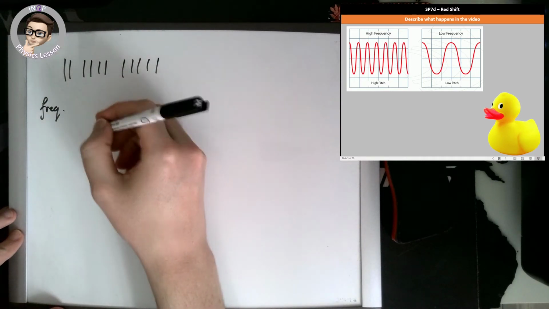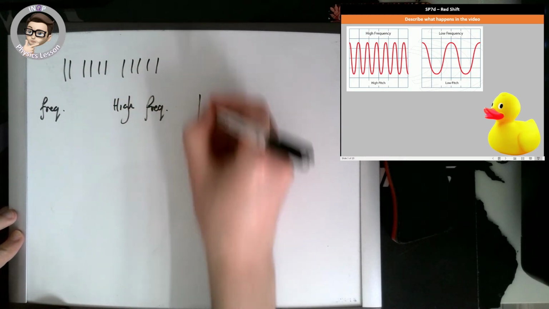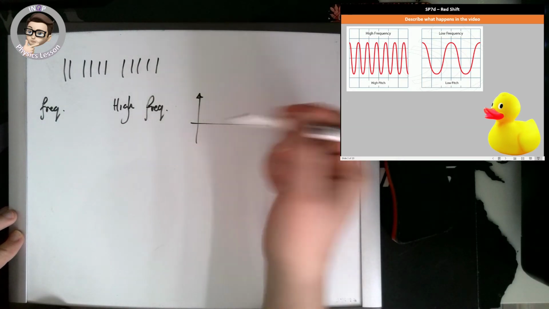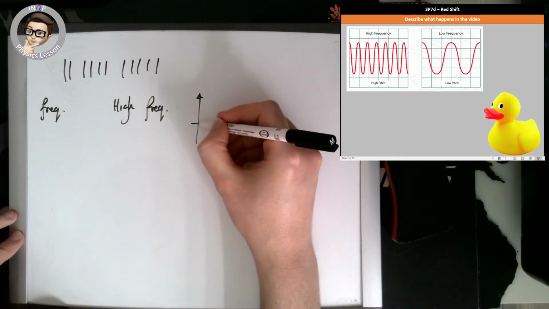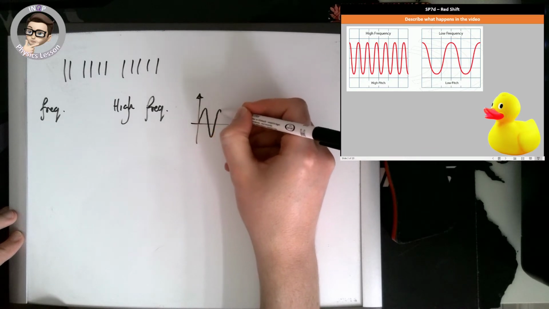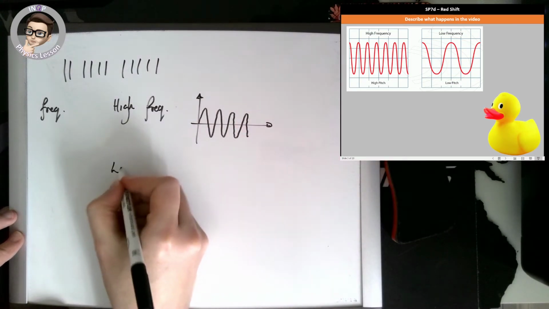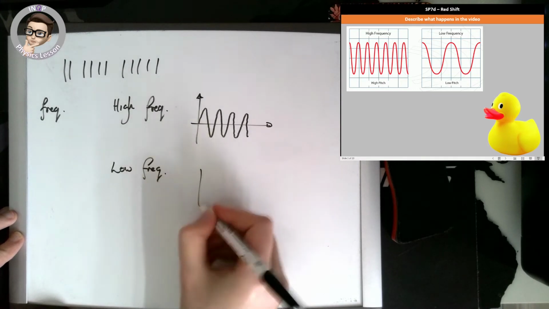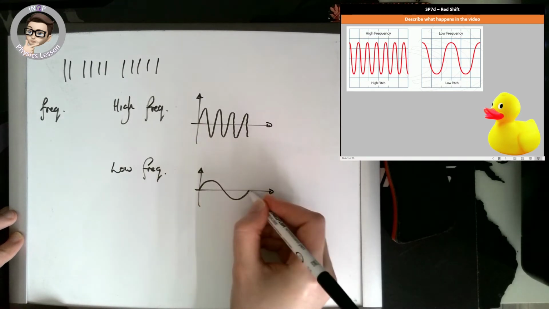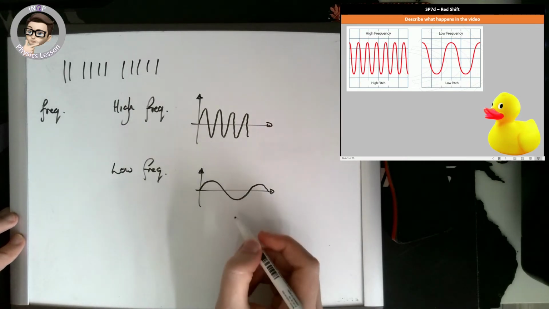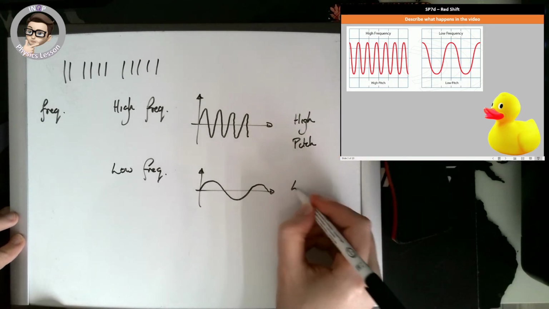So if we have a high frequency wave, and we'll draw that as a displacement time graph, as a pressure time graph, then we would have lots of waves in a given amount of time. And if we have a low frequency wave, then we would have very few waves in a given amount of time. So there'd be much more space between them. And a high frequency wave is a high pitched wave, and a low frequency wave is a low pitch wave.